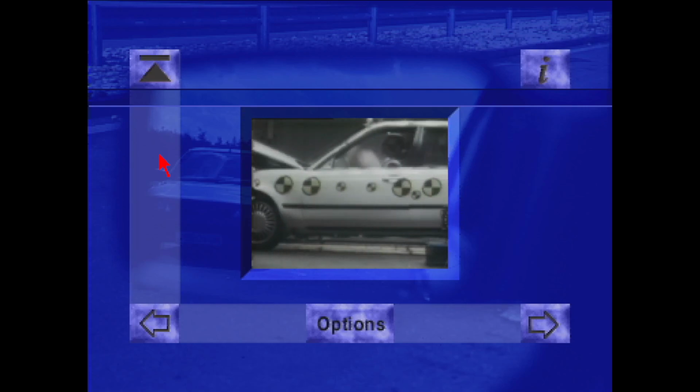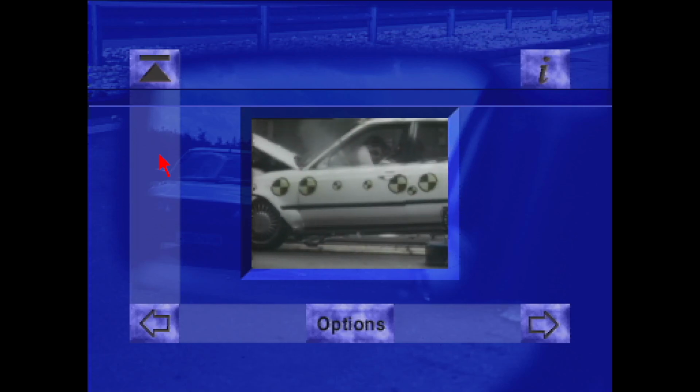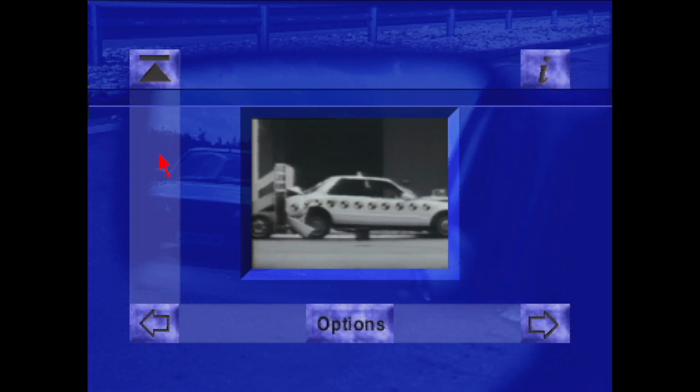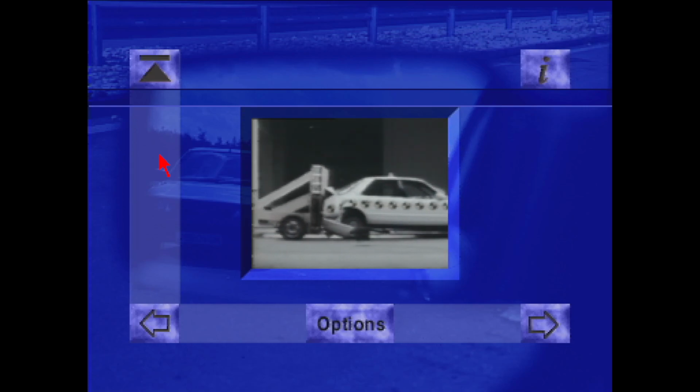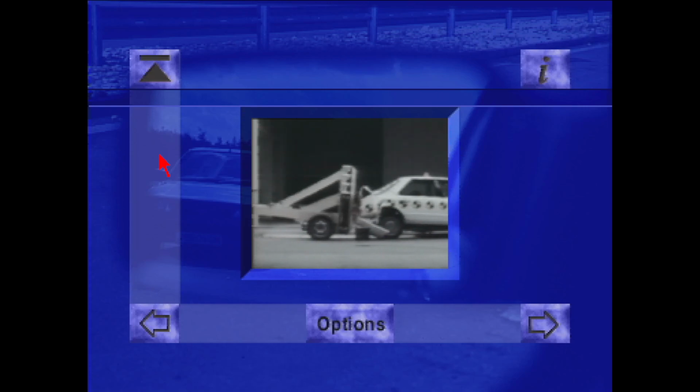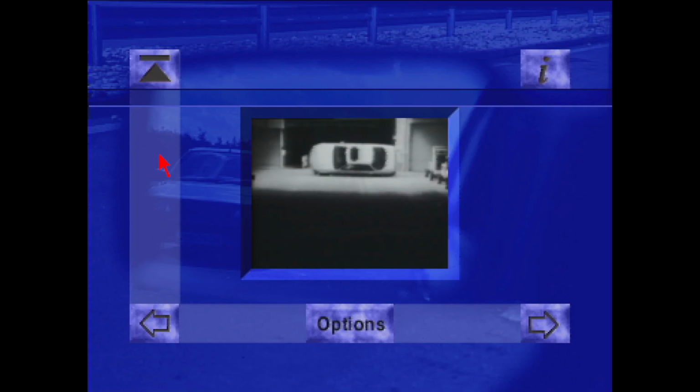Secondary safety isn't something to verify through first-hand experience. We have to rely on the results of crash tests and statistical analysis. In general, larger cars offer better protection than smaller ones.